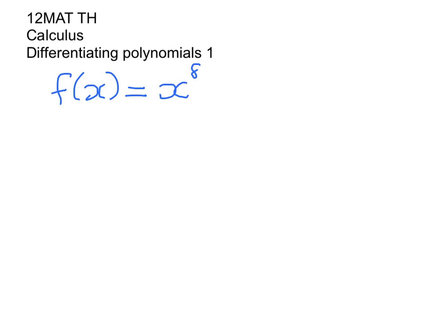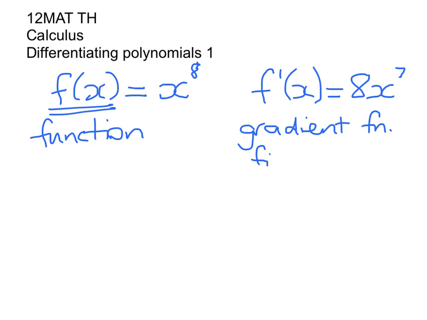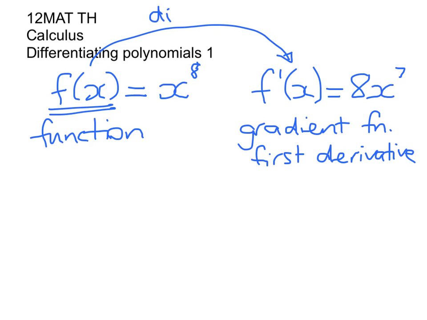Here's an example. Suppose I've got f of x is equal to x to the power of 8. So this is my function, and now I'm going to find the gradient function. We say that is f dash of x, and we bring down the 8 and times it by x to the power of 7. So this is called a couple of things, the gradient function or the first derivative. And the process of getting from here to here is called differentiating.